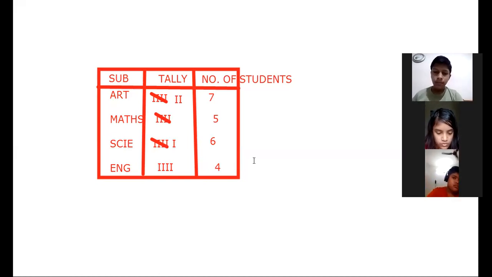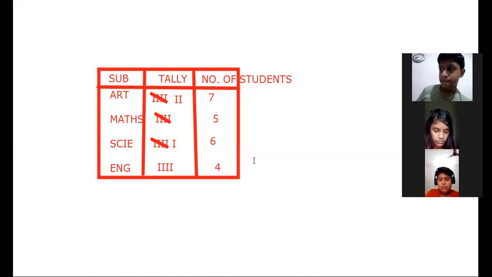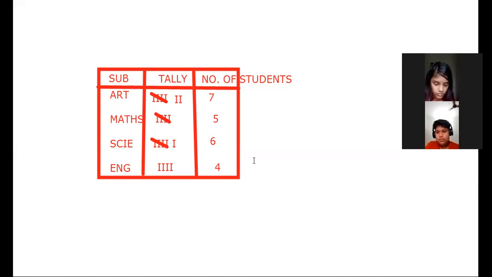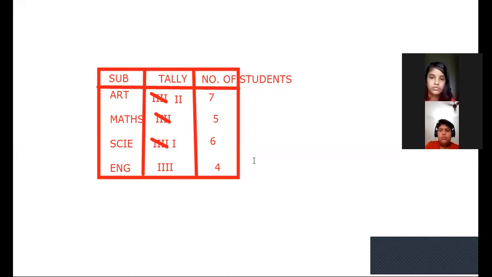That's known as frequency. Then this table can be called a frequency distribution table. So what is a frequency distribution table? A table which shows the frequency of each observation.